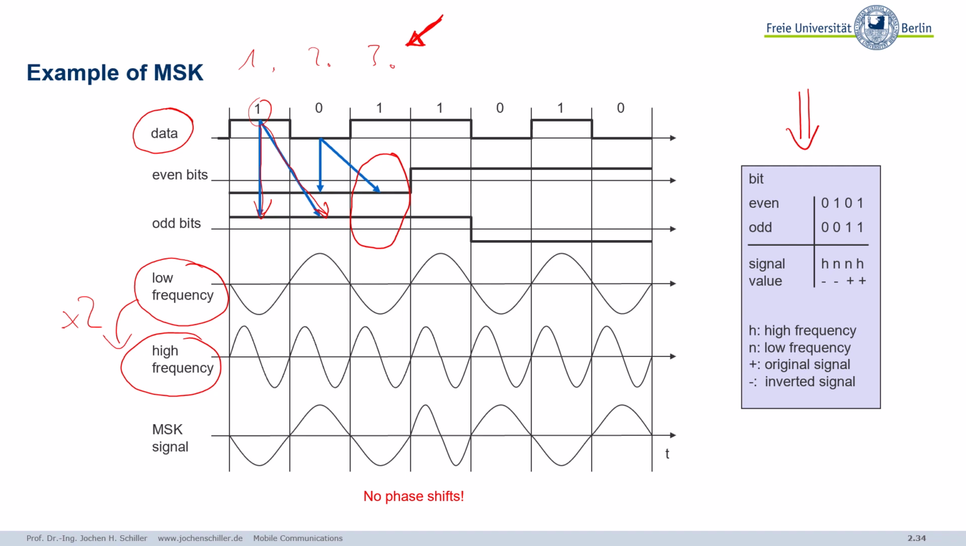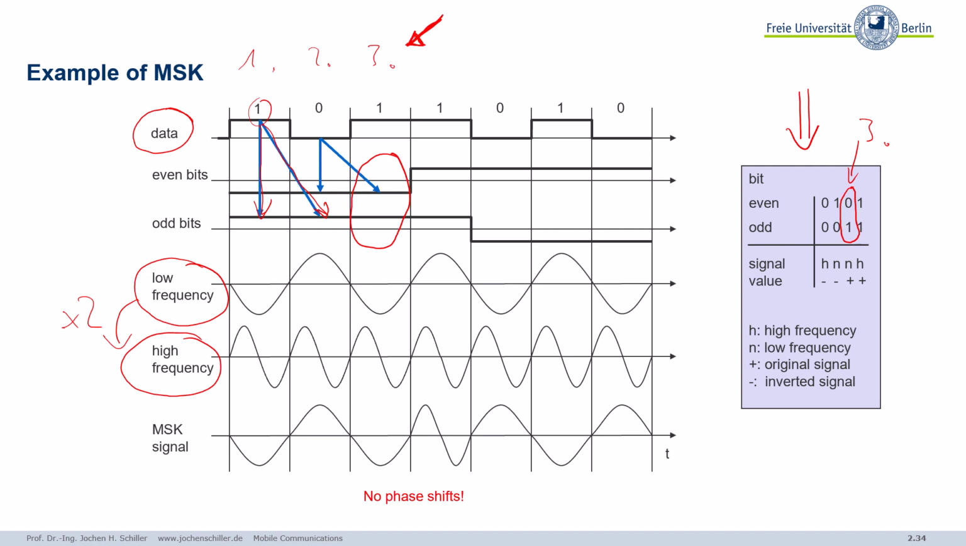The even bit is low. That's from the second bit. So even bit is low and the odd bit is high. So even bit low, odd bit high. That's exactly the case for our bit number 3. Even bit low, odd bit high.